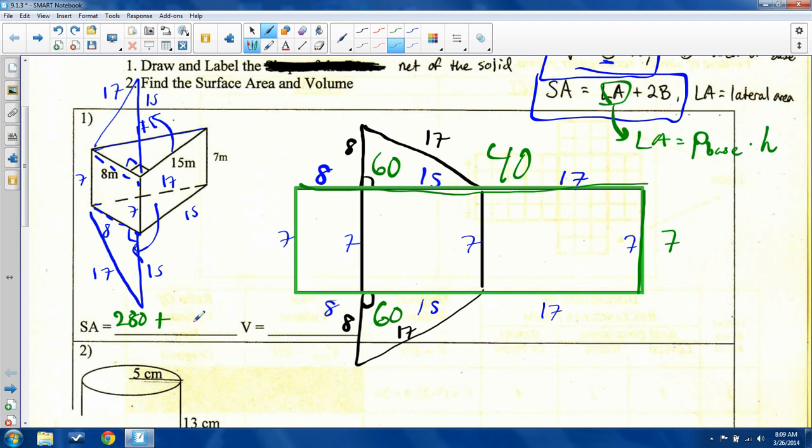Again, you don't need to write that. You can do 2 times 60 plus 2b, right? Because they're both the same. 2 times 60 is 120. 280 plus 120 is 400 square meters.